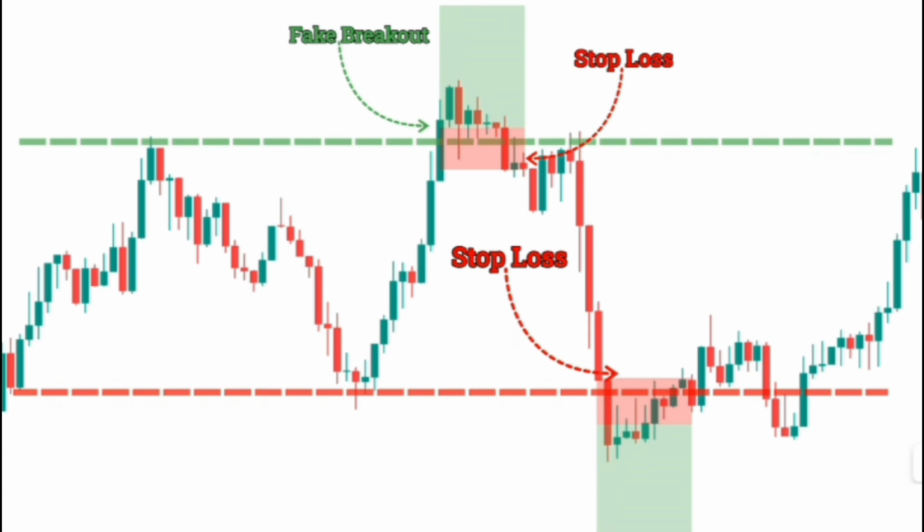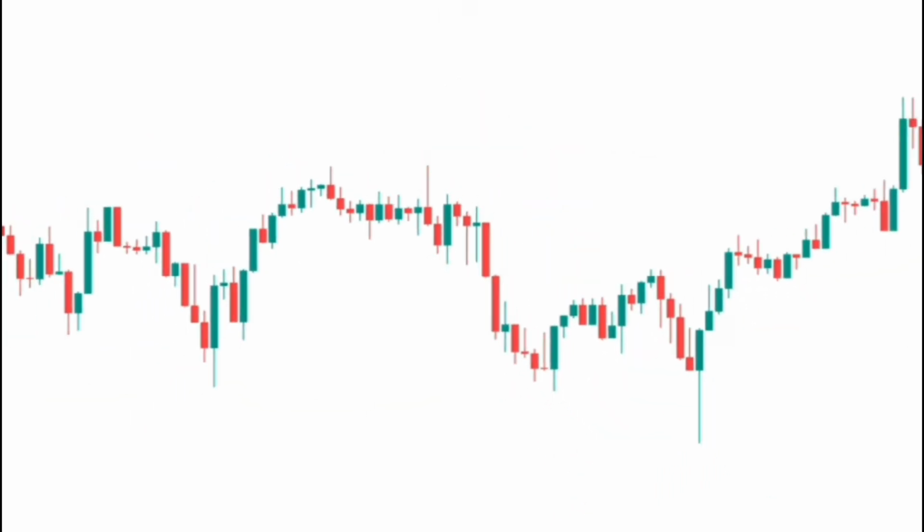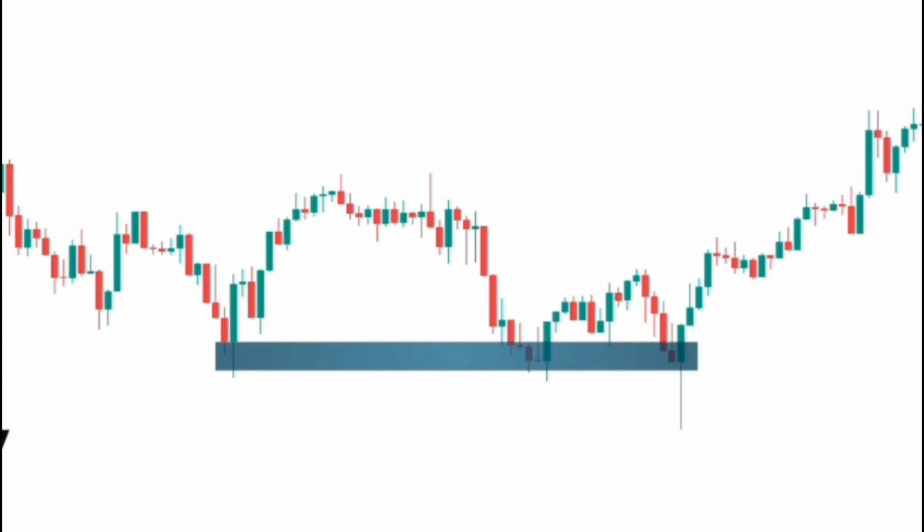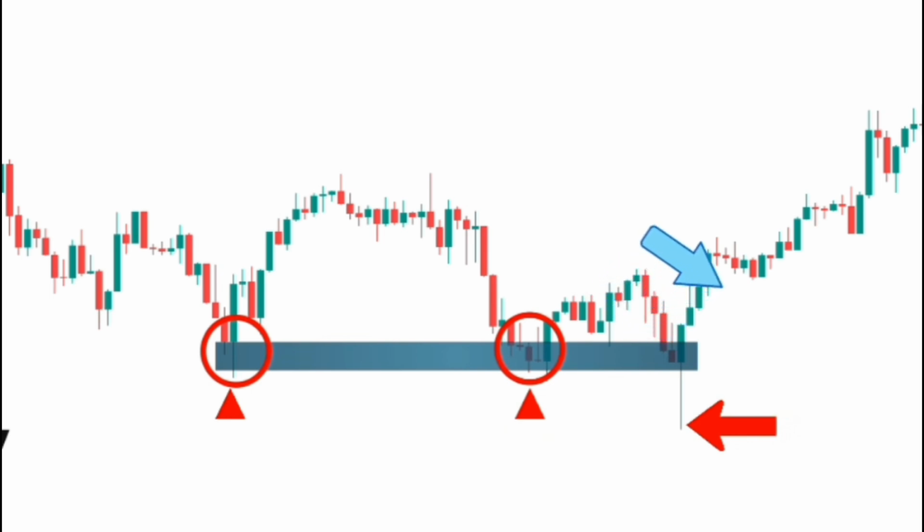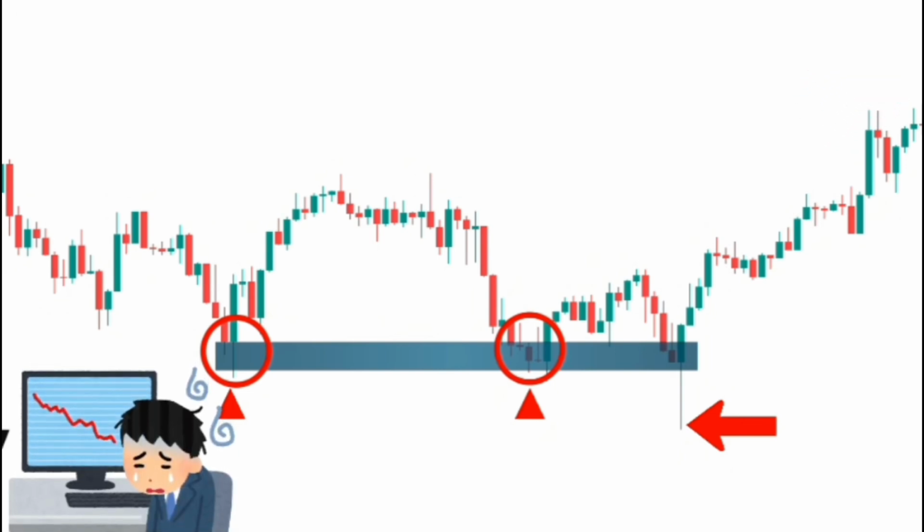For example, imagine thousands of traders have placed their stop losses below a set of equal lows. The market pushes lower, sweeps those stop losses, and absorbs all that liquidity. Once the institutions have filled their buy orders, the market suddenly reverses and rallies higher. Retail traders think, the market tricked me. But in reality, it was all part of the liquidity game.